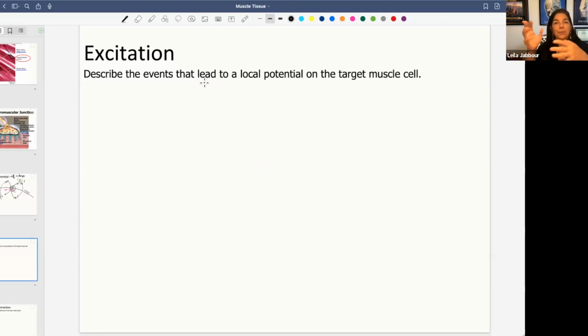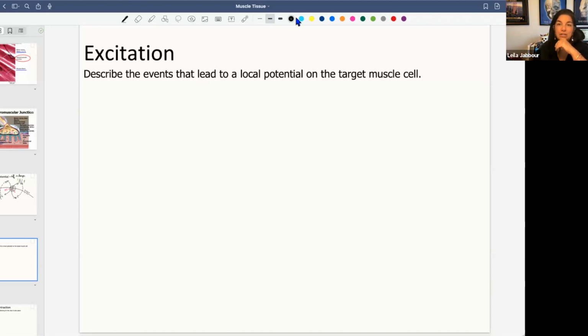And then we're going to have the excitation contraction coupling. How do we get the excitation from the surface to the contractile proteins inside the cell and let them know that there is a stimulation on the surface? Then comes contraction, then comes relaxation. So let's talk about excitation.